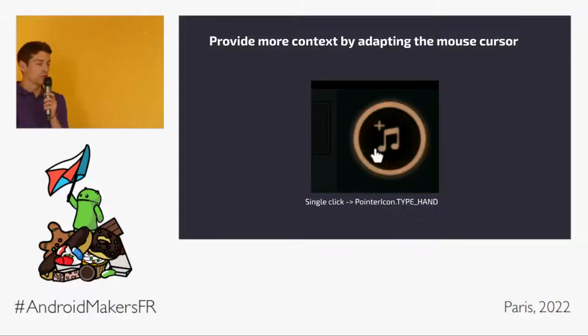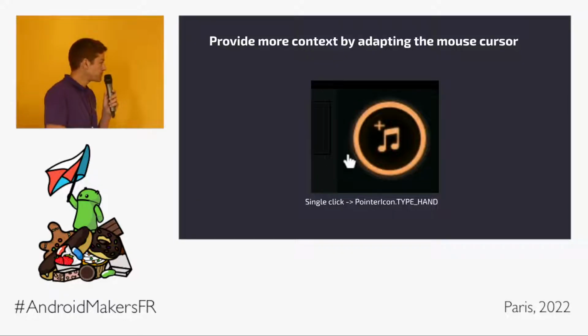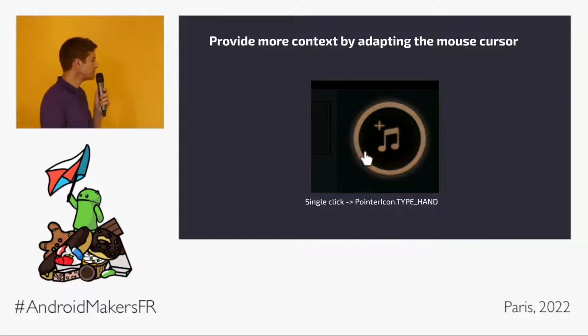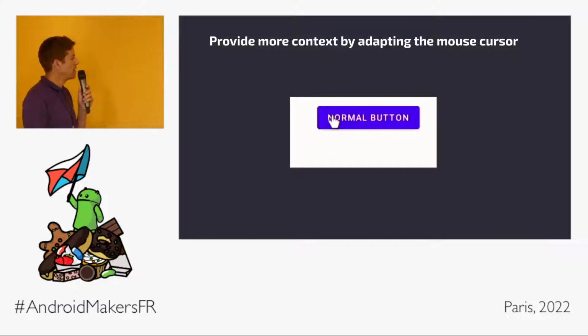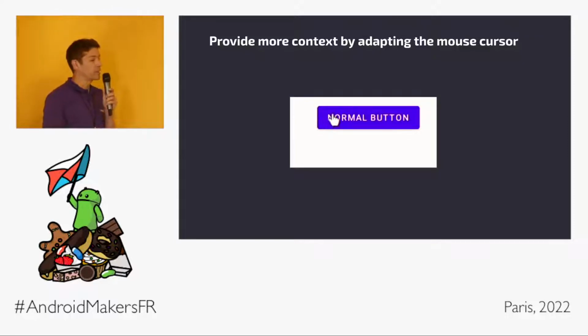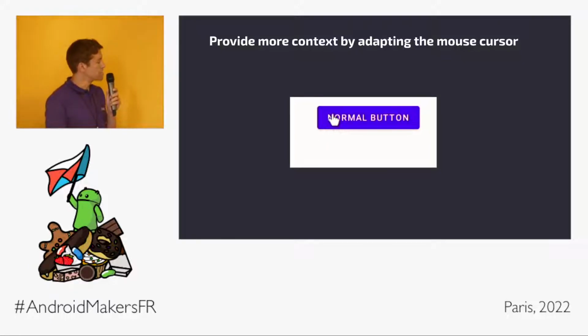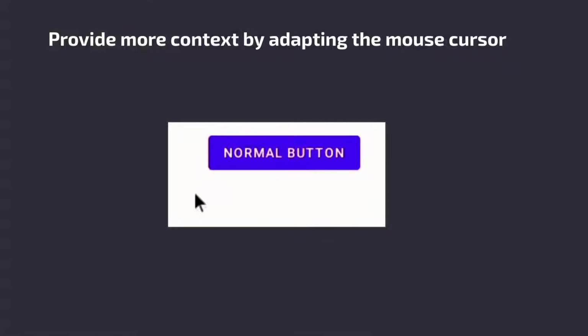This view is a custom button, but it behaves like a normal button. So a single click on it will display the track library screen. In order to give more context to the action to do on it, we change the arrow icon into a hand icon. On a normal button, I mean android.widget.Button, there is nothing to do because it's a normal behavior. You only have to change the pointer icon for custom views.